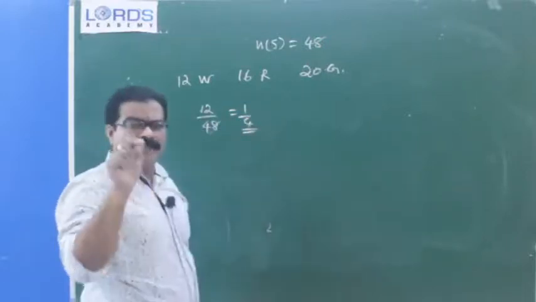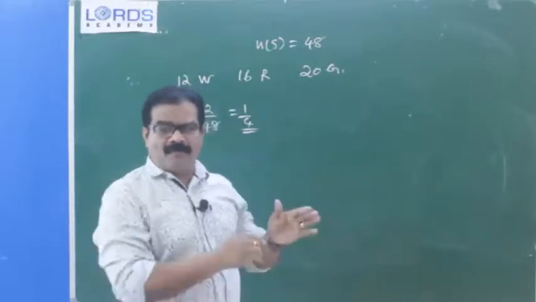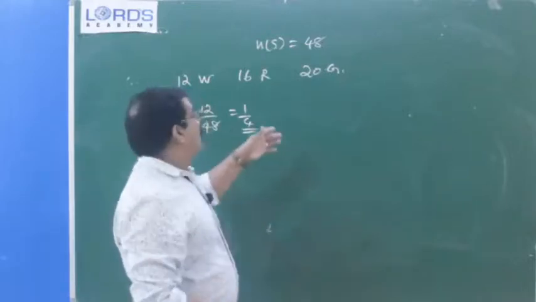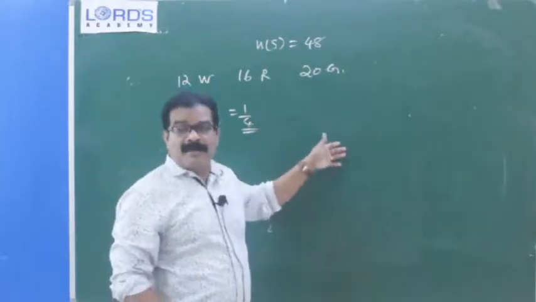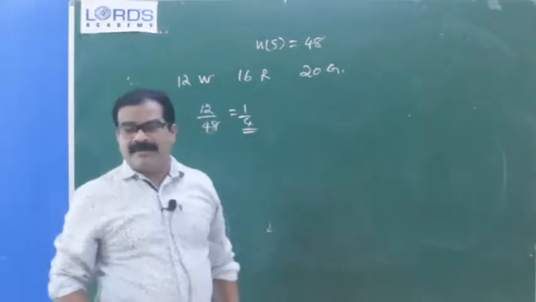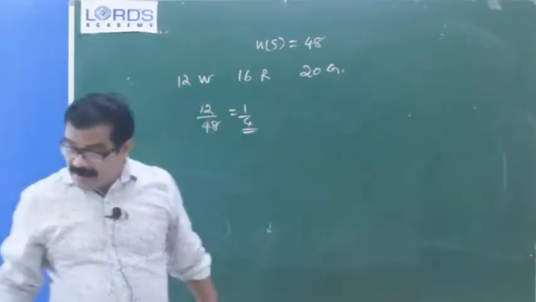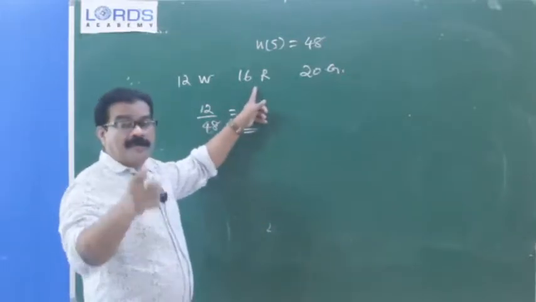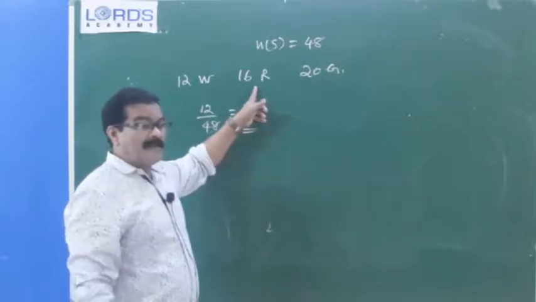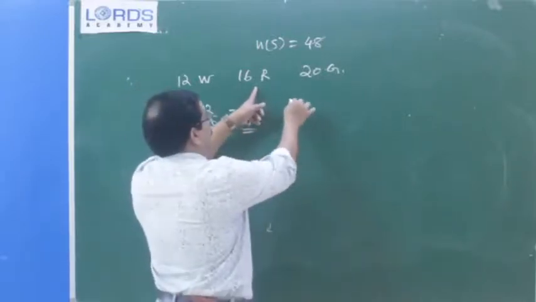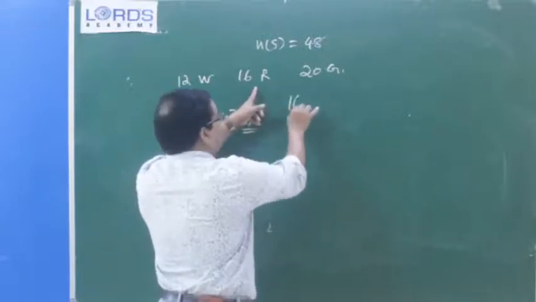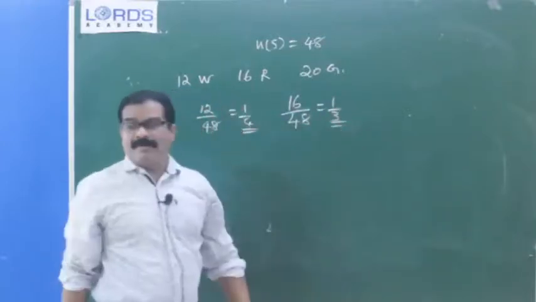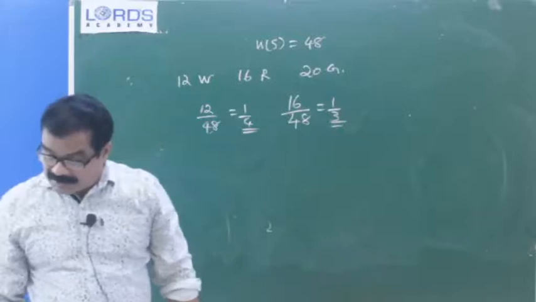You have to write all the steps in your answer sheet. Number of favorable cases, number of possible outcomes. Therefore, probability of any event is equal to n of favorable cases by n of S. You write it and get 1 by 4. Similarly, what will be the probability of getting red? Come on, red. How much? Favorable case is 16. 16 by 48, that is equal to 1 by 3. 1 by 3.